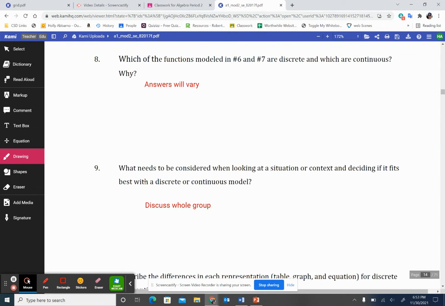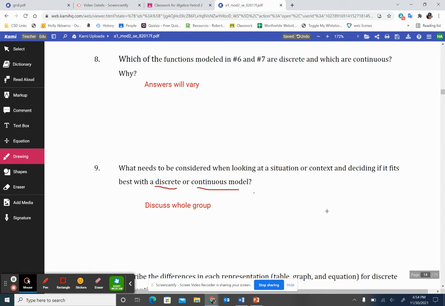Okay. Number 9, it says, what needs to be considered when looking at a situation or context and deciding if it fits best with a discrete or continuous model? Okay, so I do want you to pause the video and talk about this one with your groups. What needs to be considered when looking at a situation or a context and deciding if it is best with a discrete or continuous model?